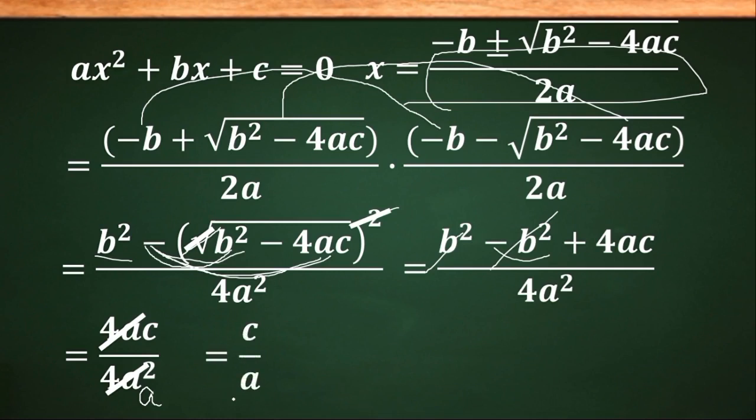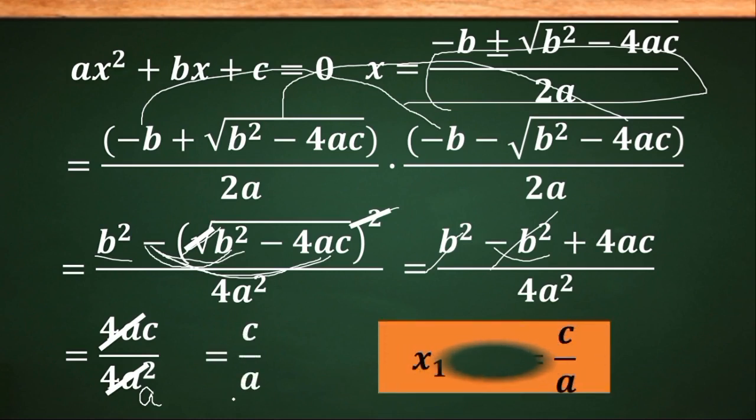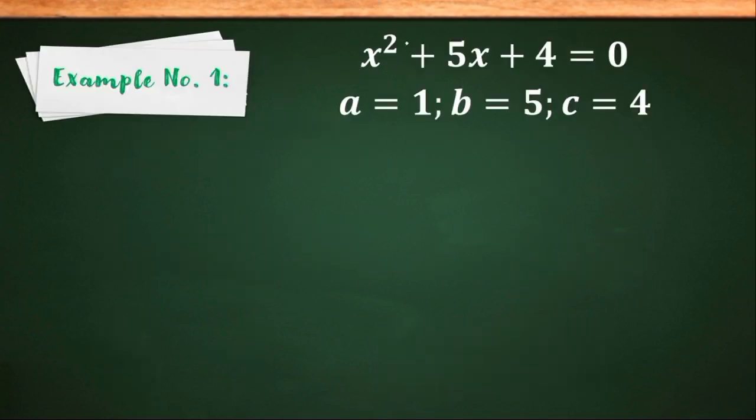That can be expressed as x sub 1 times x sub 2, or the product of the roots is equal to c over a. So with the use of these two formulas, we can identify the sum and product of the roots even without knowing the roots, by the use of the values of a, b, and c. Example number 1. X squared plus 5x plus 4 equals 0. Identify the value of a, b, and c, and that's 1, 5, and 4.